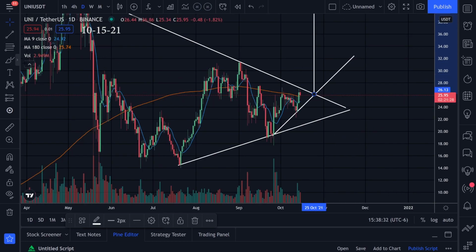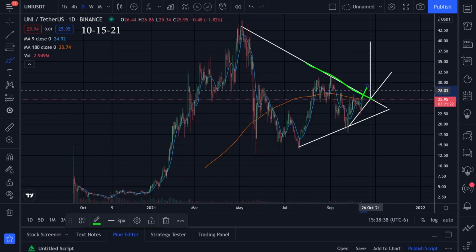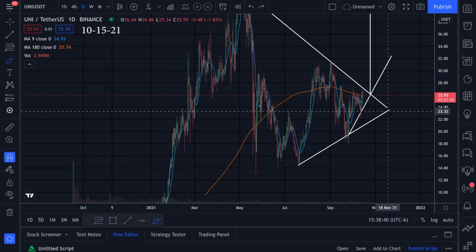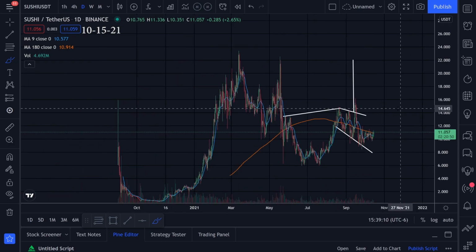I think step one is definitely going to be breaking this downtrend right here though before we can get a little more bullish. But I think once we do, I think then you're going to see a move for Uniswap. In my next video, we'll take a look at SushiSwap and see what kind of targets we could come up with on this chart.